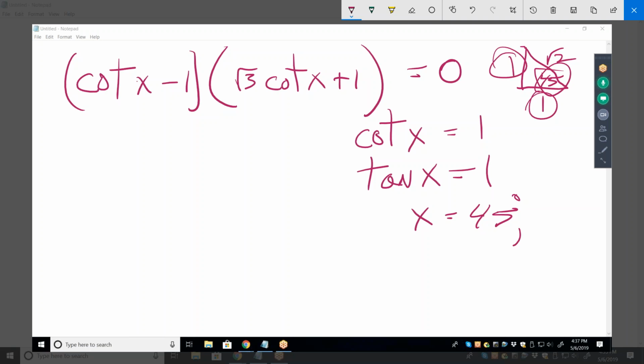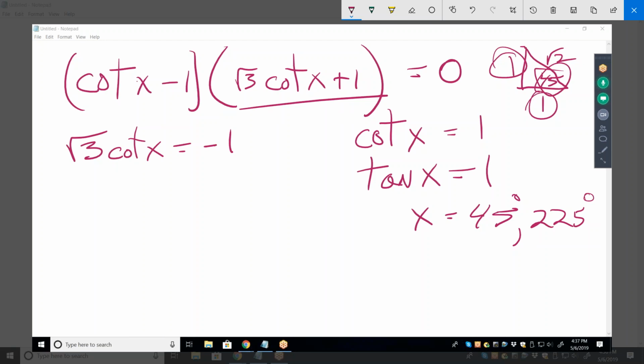What other quadrant is the tangent positive? The third. So what's that angle? 225. Okay. So there's two answers. Now let's have a look at this. For that, we have to solve this equation. I'm going to go ahead and put the 1 on the other side. Now I'm going to divide by √3.